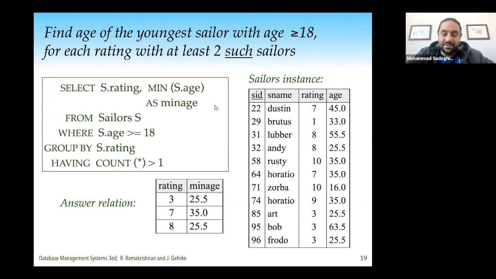So let's look at this query. I want to find the age of the youngest sailor among sailors older than 18. That becomes a filtering condition. And I'm also going to group by rating. So I'm going to group all my records into rating 1, rating 2, rating 3, rating 4, and so forth. I want to make sure each rating group has at least 2 sailors among them. And what I'm going to return is the rating of that group and the minimum age in that group.